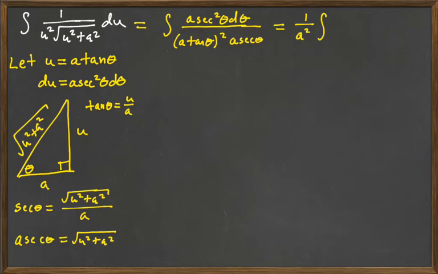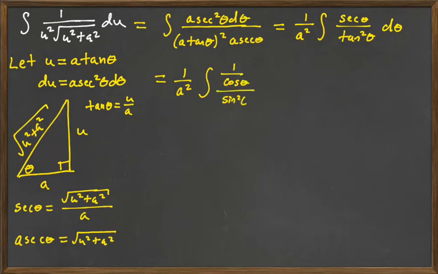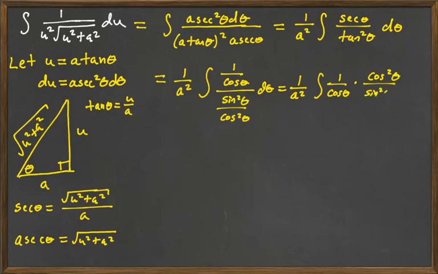Okay, so simplifying that, that's going to be 1 over a squared. We're going to bring that on out. Secant of theta divided by the tangent squared of theta, d theta. So 1 over a squared, and that's going to be 1 over cosine, which is the secant. Tangent squared is sine squared over cosine squared, d theta. So 1 over a squared times the integral of 1 over cosine times cosine squared over sine squared, d theta. So that's going to be 1 over a squared cosine of theta over sine squared of theta, d theta.